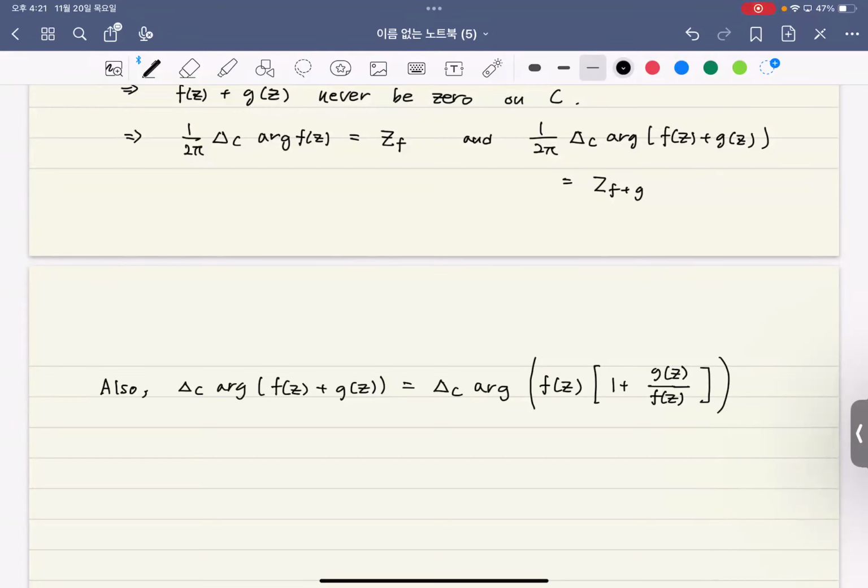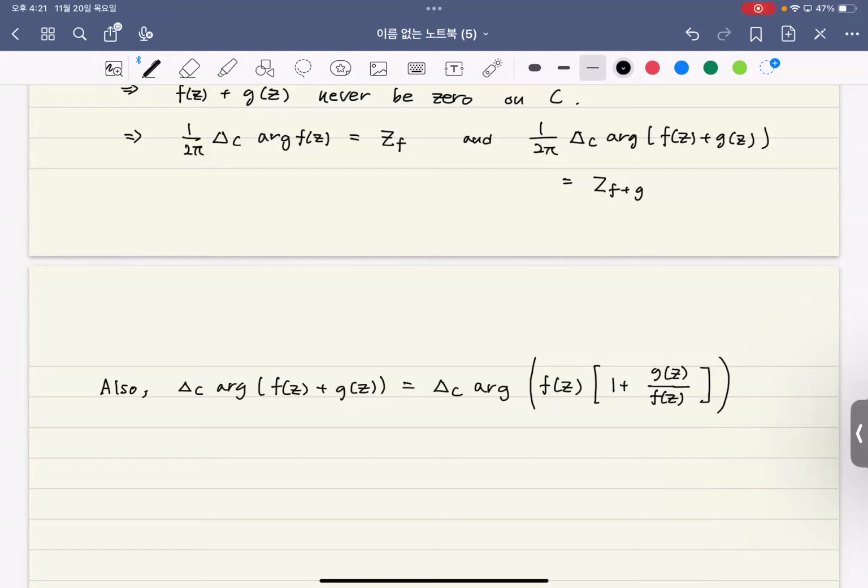Here I am intentionally writing this as a product of two functions. The winding number of the product of these two functions must be the same as the winding number of the first function plus the winding number of the second function, because this can easily be justified by considering the polar form of these two functions.